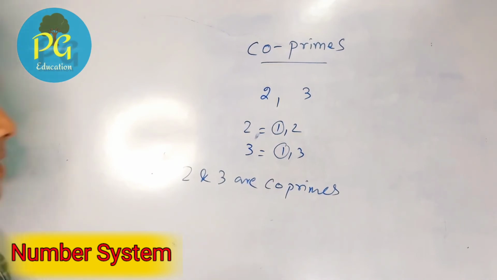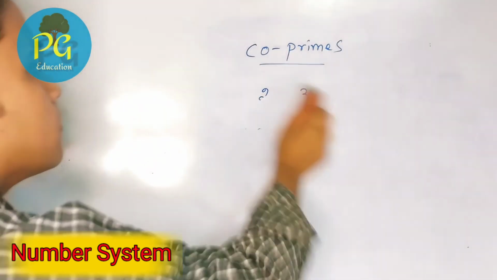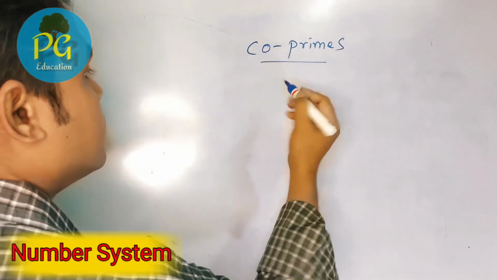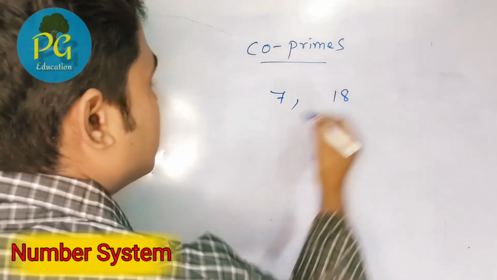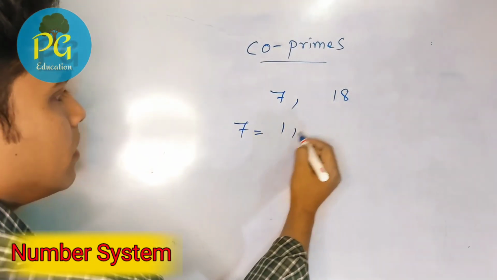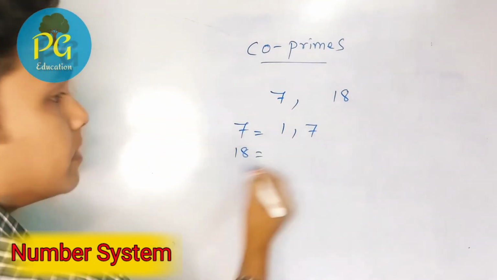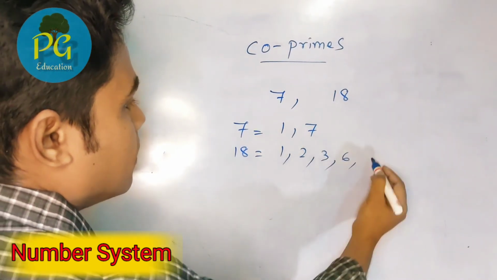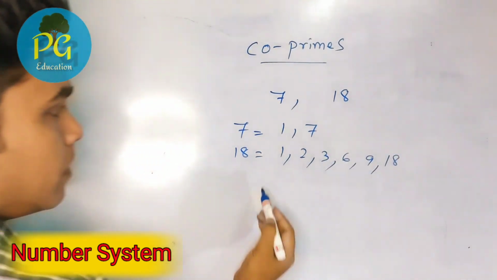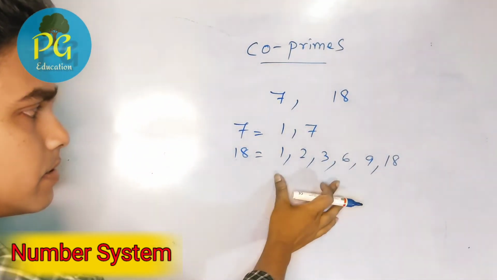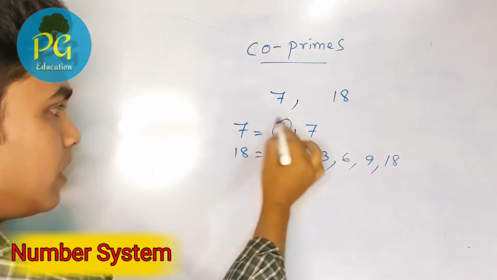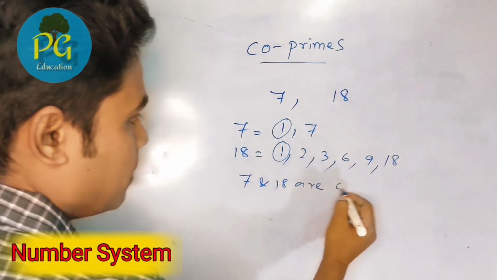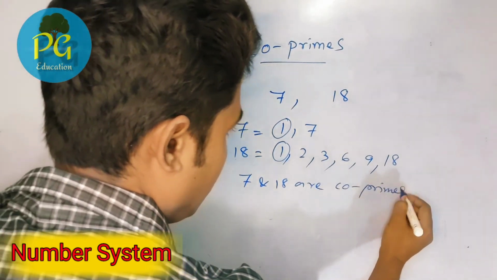Let us take another example. 7 and 18. Divisors of 7 are 1 and 7, whereas divisors of 18 are 1, 2, 3, 6, 9 and 18. 18 has many more divisors, but only one common divisor, 1. So 7 and 18 are co-primes. Understood?